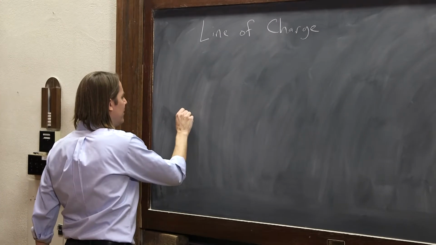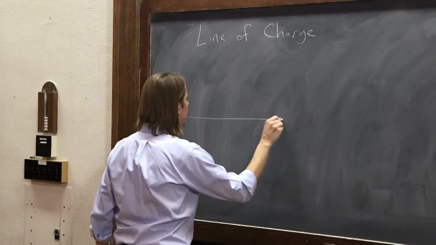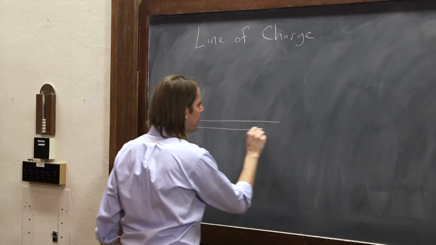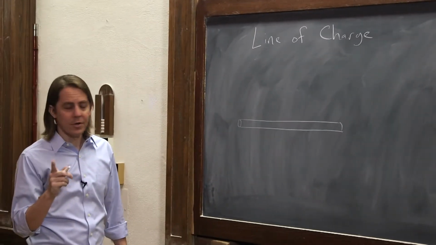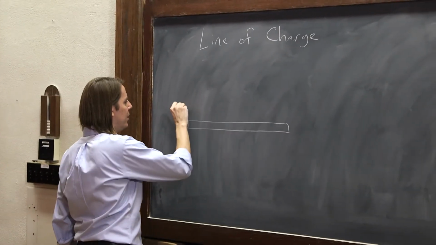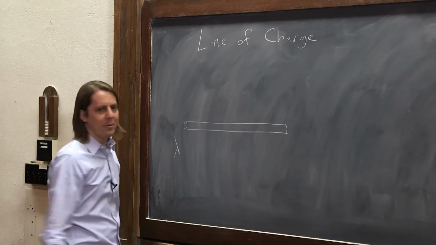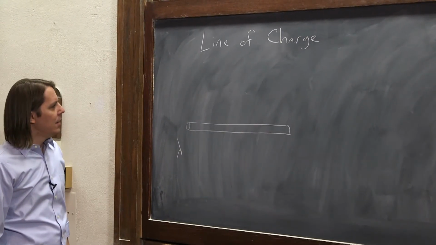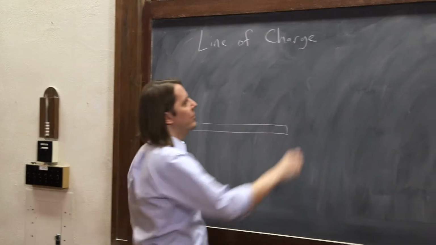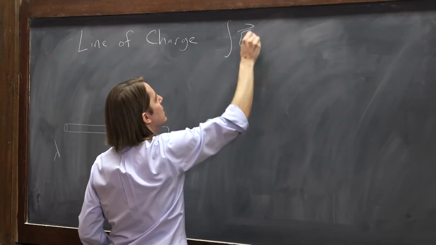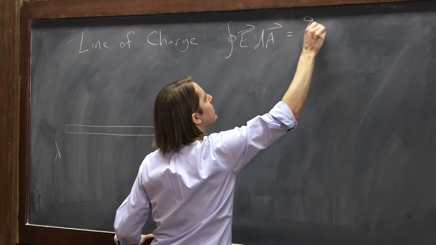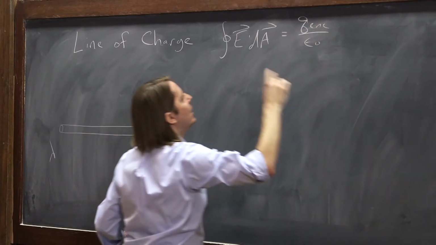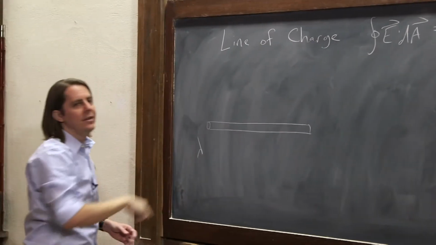So let's have a thin little line of charge like this. You characterize the charge on a line with lambda, so it's got lambda coulombs per meter. We want to use Gauss's law. We want to say the integral of E dot dA over some surface is equal to the charge enclosed over epsilon naught, and we want to find E.